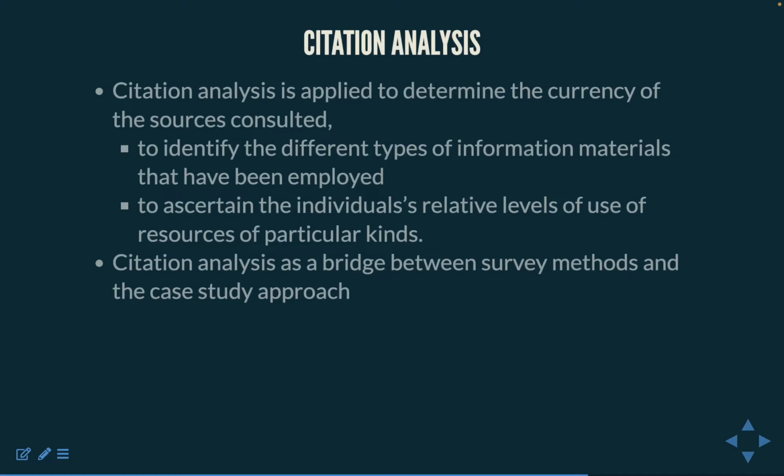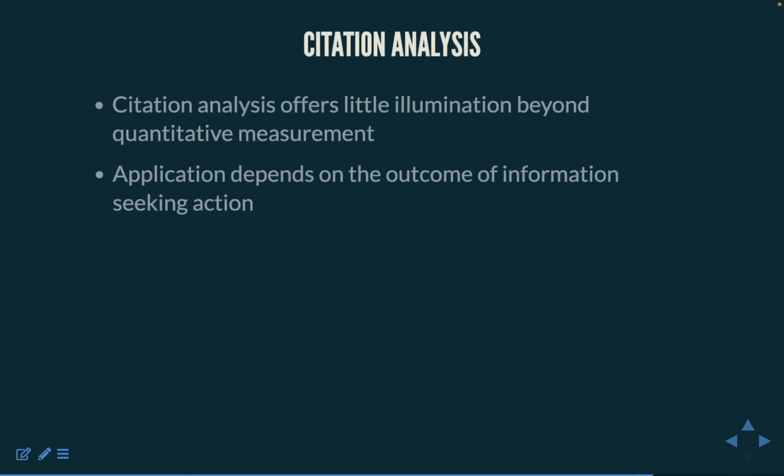Many of the key strengths and weaknesses of citation analysis are well apparent when the method is used in a study of information behavior. Citation analysis is typically applied to determine the currency of sources consulted, to identify the different types of information materials that have been employed, and by extension, to ascertain the individual's relative levels of use of resources of particular kinds. Citation analysis is a bridge between the survey methods and the case study approach.